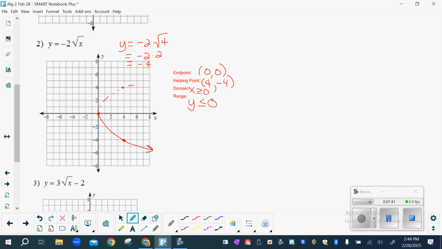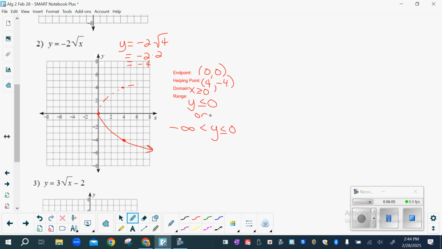Why is it 0? Why wouldn't it be infinity? So we are just using a y and a less than or equal to 0. You can write that as negative infinity, less than y, less than or equal to 0. Either one. Either way is fine.